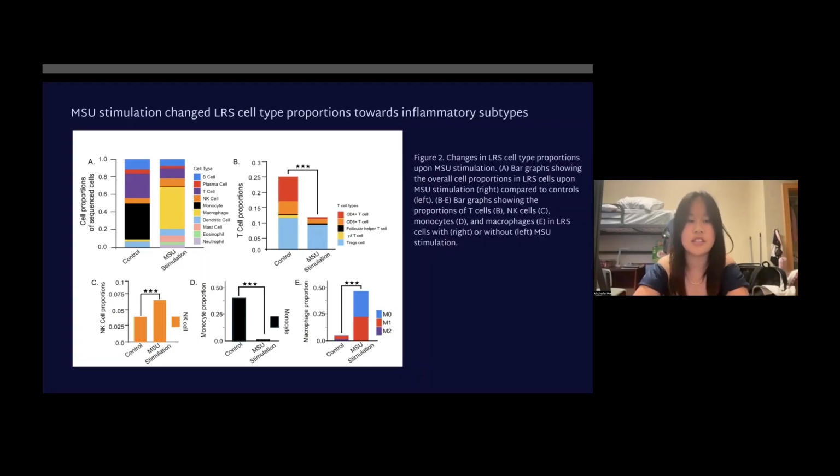Bar A shows the T cell proportions, and you can see a significant decrease in most of them, except for the follicular helper T cells. That one increased in proportion after MSU stimulation. Bar C shows an increase in NK cells. Bar D shows a decrease in monocyte production, and bar E shows an increase in macrophages, specifically M0 and M1. However, the M2 macrophage proportion went down after MSU stimulation.